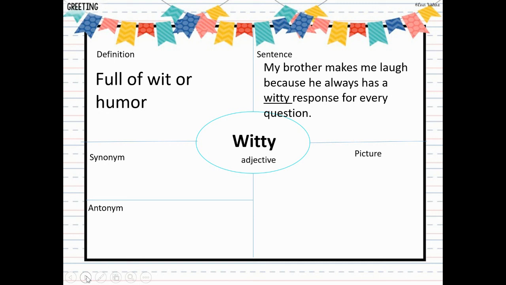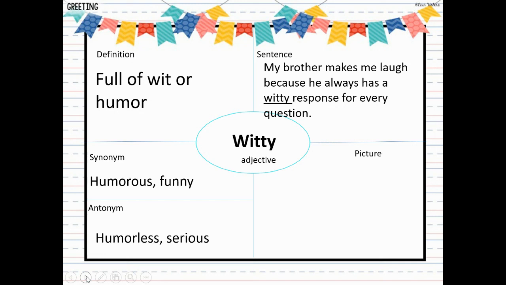You might know someone like this. Our synonyms for witty are humorous or funny. Humorous means full of humor. And then funny is the same thing. Humor means funny. Our antonyms would be humorless or serious. Humorless, less means without, so humorless would mean without humor or without being funny, or very serious. Someone who's very serious does not have any humor.